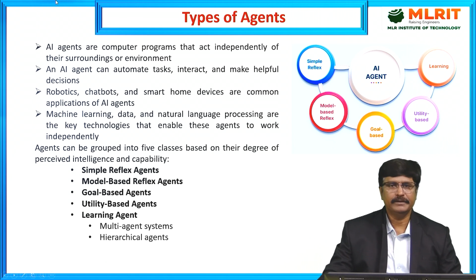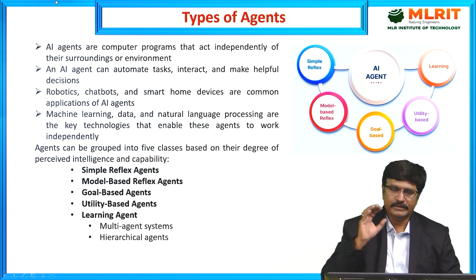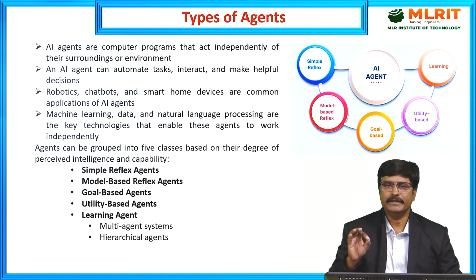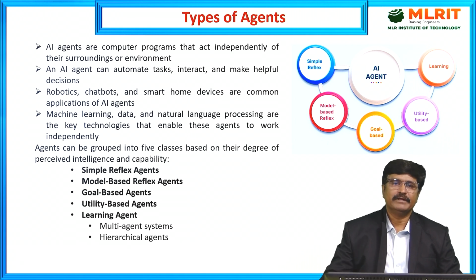Coming to the different types of models: based on their degree of perceived intelligence and capability, they are mainly classified into five. One is the simple reflex agent, second the model-based reflex agent, third the goal-based agent, fourth the utility-based agent, and the other one is the learning agent. There are other agents also, like multi-agents and hierarchical agents.